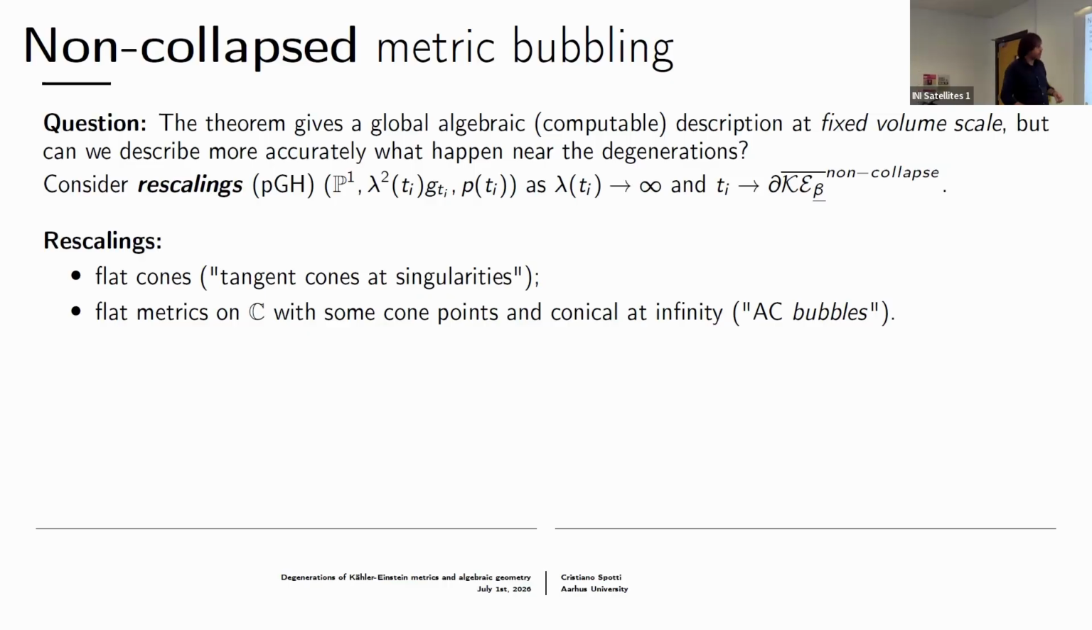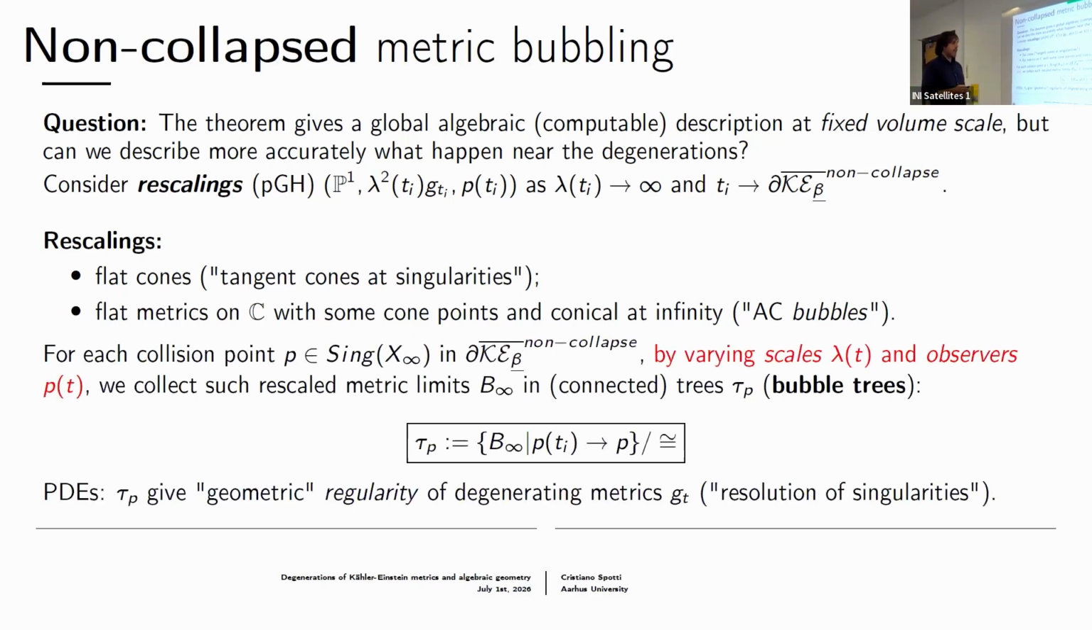It's quite easy here to see what happens when you rescale this metric. You get either some flat cone, I mean really a real two-dimensional flat cone, or you get a family of metrics on C with residual cone points that are still exactly conical at infinity. These are the two things that you have. We call these metrics on C with some residual cone points and a cone at infinity asymptotically conical bubbles.